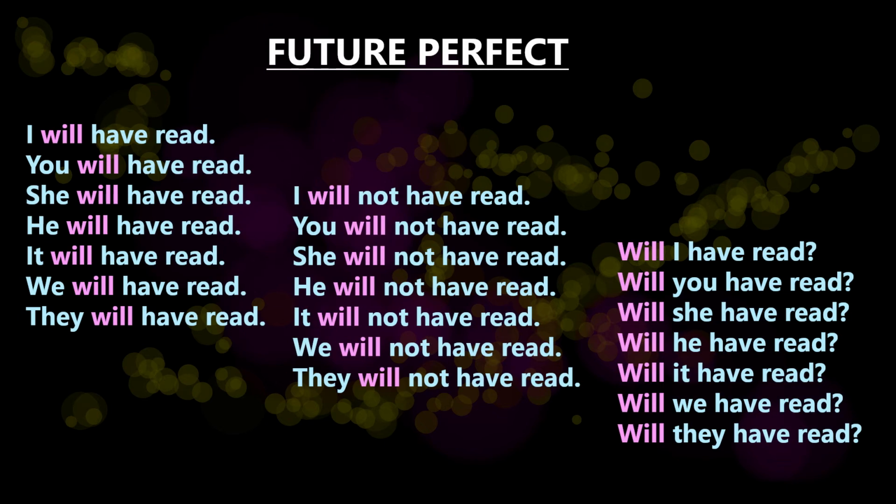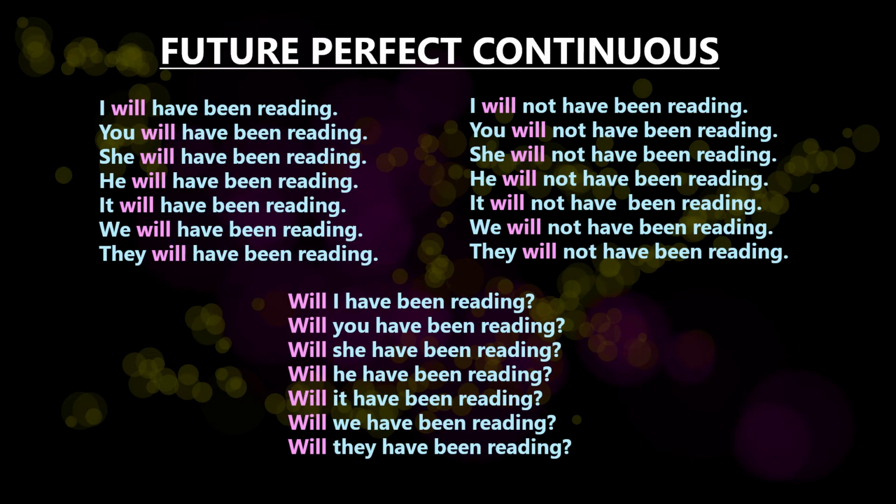Will it have read? Will we have read? Will they have read? Future perfect continuous. I will have been reading. You will have been reading. She will have been reading. He will have been reading. It will have been reading. We will have been reading. They will have been reading.